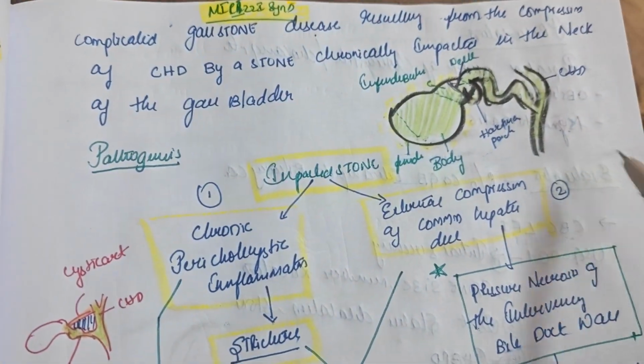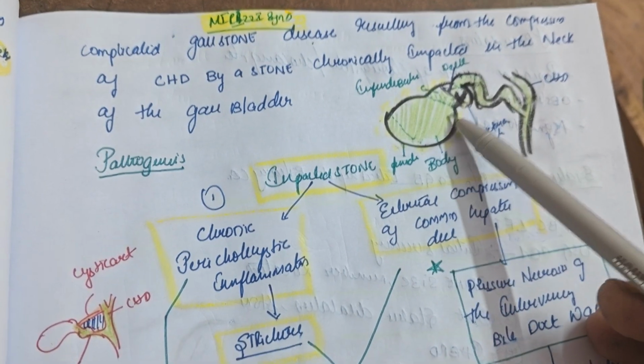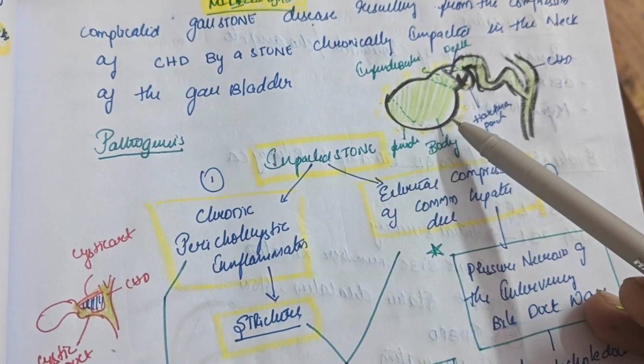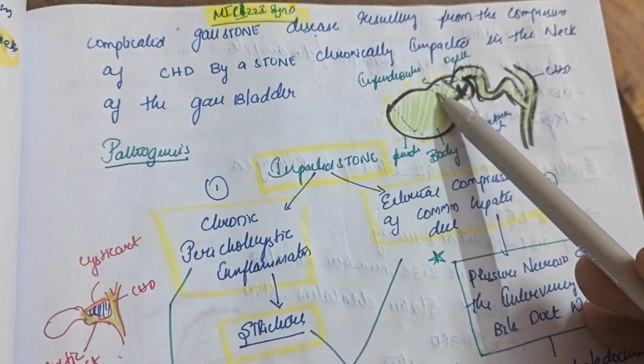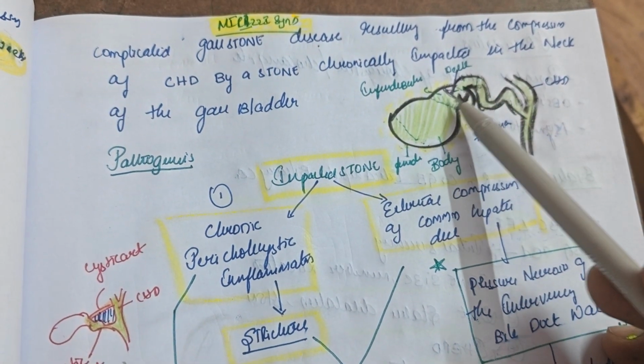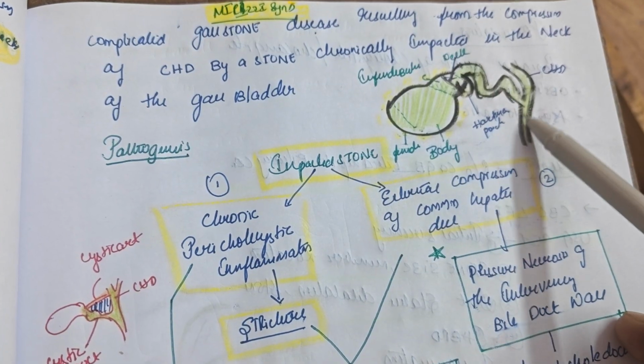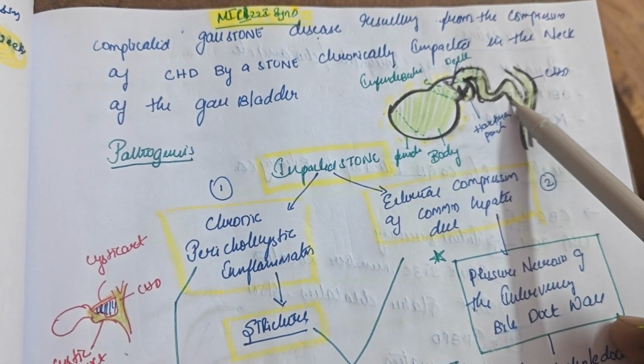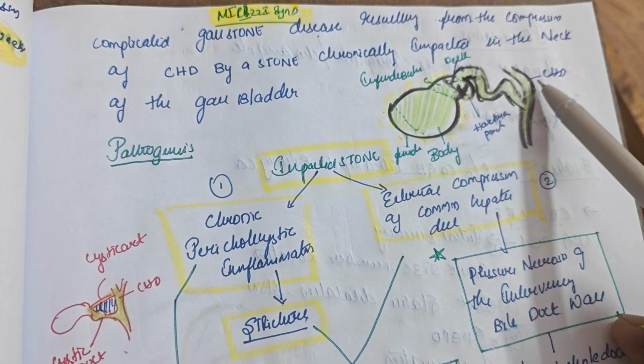If you look at this point here, this is the gallbladder. This is the fundus of the gallbladder. This is the body. This is the infundibulum. This is the neck. This is the cystic duct. Between the neck and the cystic duct, you have a pouch known as Hartmann's pouch. This is the cystic duct. This is the common hepatic duct.